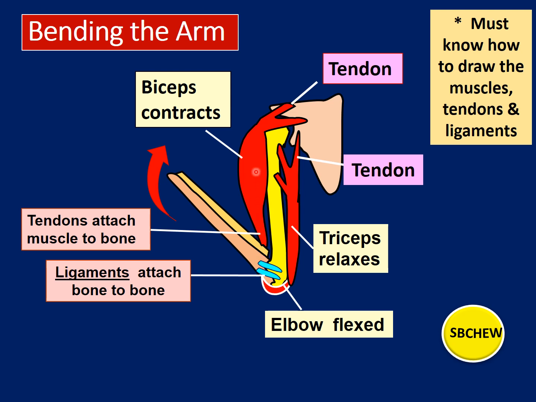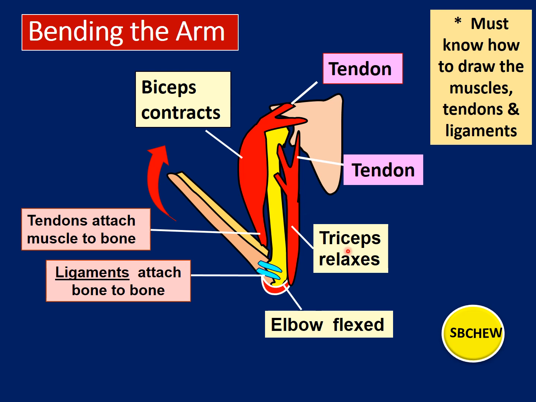Then for the biceps, it has 2 tendons at the top. That's why it's called biceps. 2 tendons of origin. Please make sure that if you are asked to draw the biceps in a diagram, the 2 tendons are attached to the scapula, not to the humerus. Then below, on the other hand, you have the tendons attached to the radius. Okay, for biceps. But for triceps, it's different.